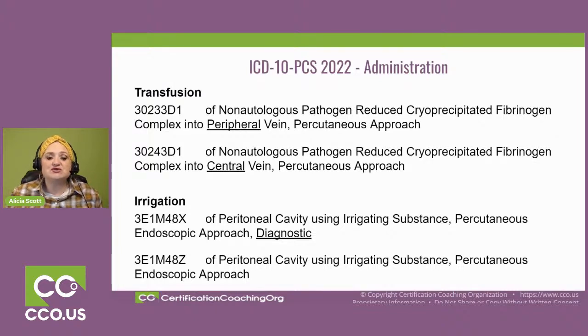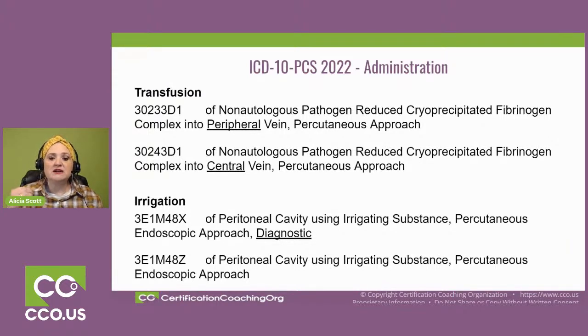So the first one is transfusion. Notice it starts with a 3 because in PCS, for administration, that first character is a 3. And then we have 02, which tells us the body area, right? And the 2 is transfusion.